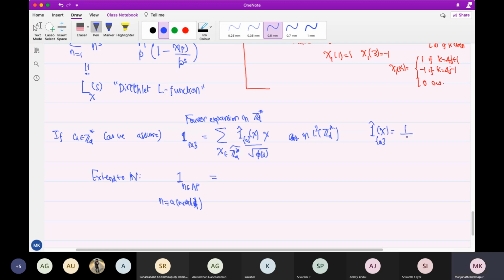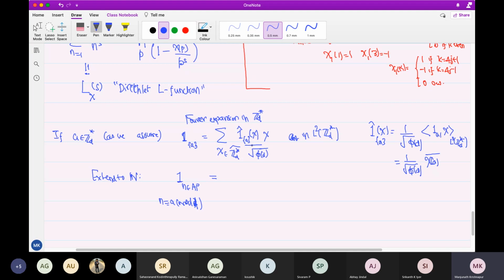It is 1 over square root of phi of D times the indicator of A, inner product with chi, in L2 of ZD star. That's what it means. But that is nothing but 1 over square root of phi of D times, this is only non-zero at one point, so this is actually chi of A conjugate. Because chi is in the second variable, you get the conjugate. So this is actually chi of A bar.